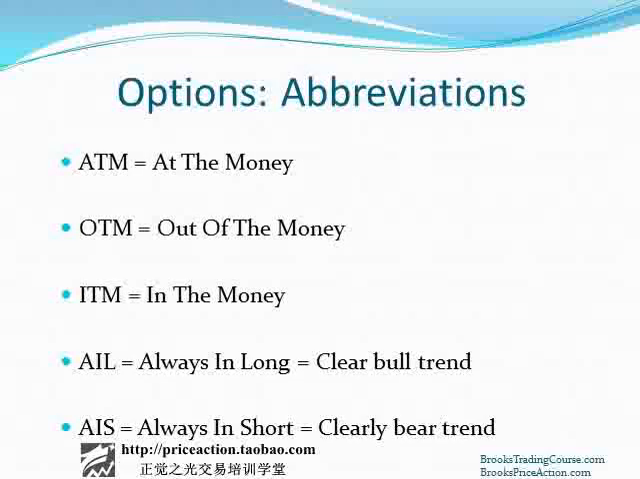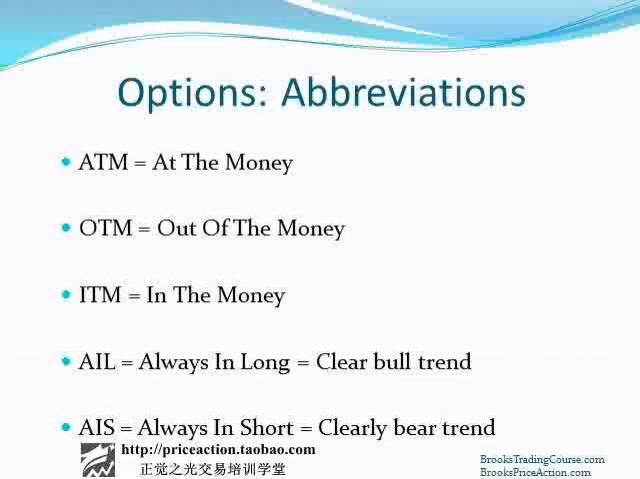Some abbreviations: ATM, at the money; OTM, out of the money; ITM, in the money; AIL, always in long, a clear bull trend; AIS, always in short, a clear bear trend.